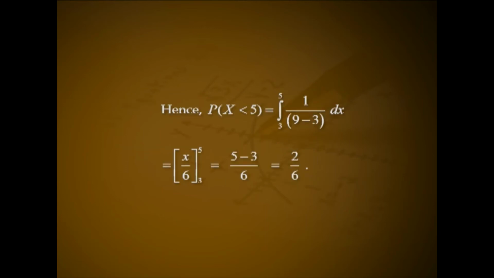Hence, probability of x less than 5 equal to integral from 3 to 5 of 1 divided by (9 minus 3) dx. That is x divided by 6 over the limit from 3 to 5. That is (5 minus 3) divided by 6, that is 2 by 6.